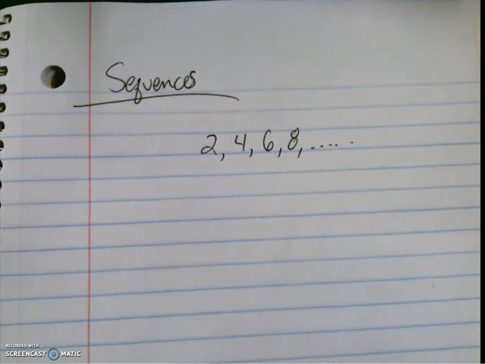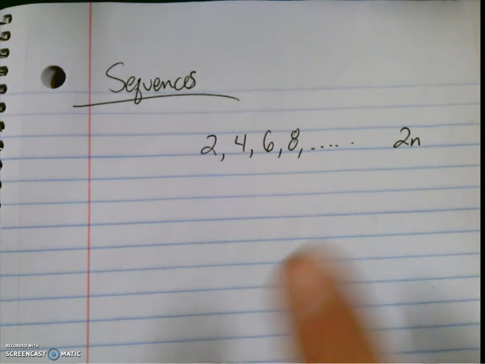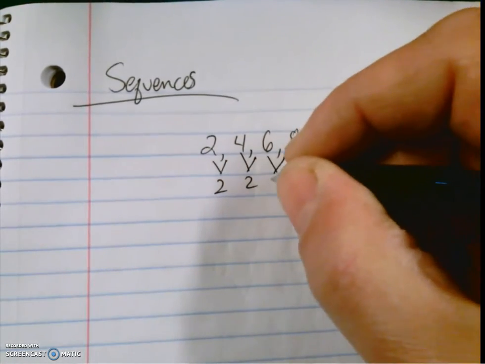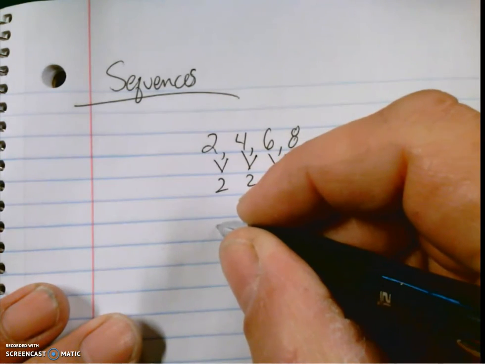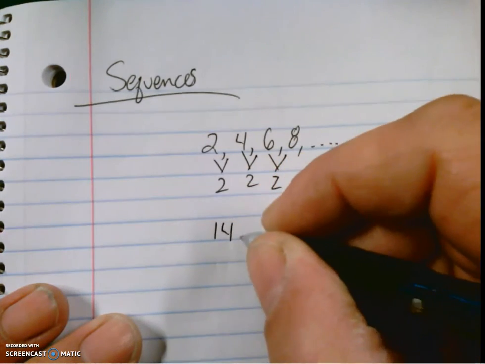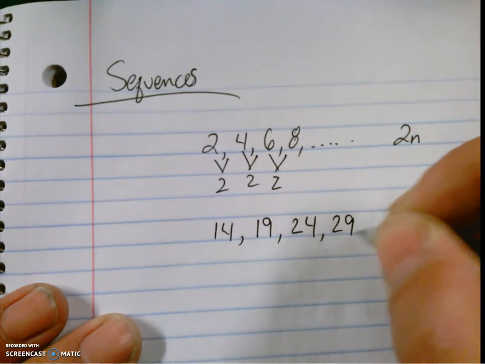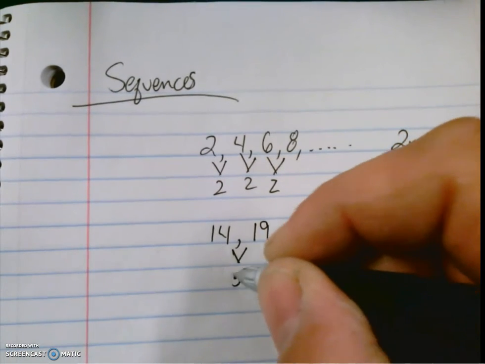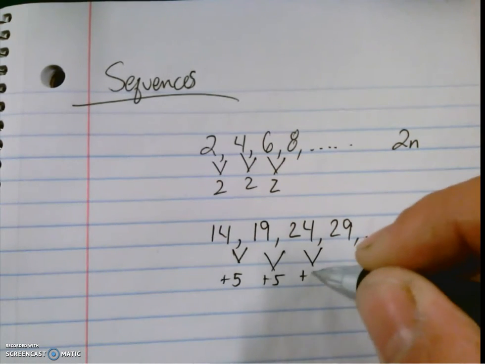Something called sequences. That's a sequence of numbers right there. It's pretty basic. It's 2n. What it's doing here is each time it's changing by 2. Now, let's start with something a little bit tougher. 14, 19, 24, 29. That's also a sequence, and there's a pattern here. It's changing by +5, +5, +5.